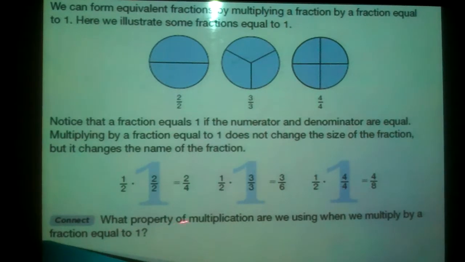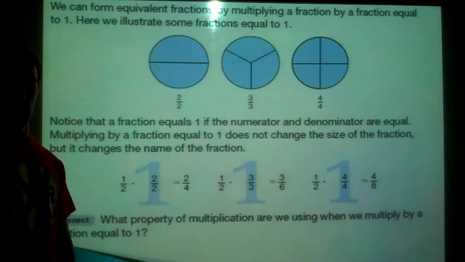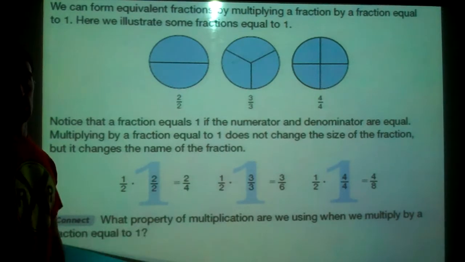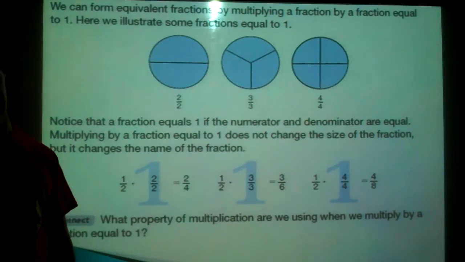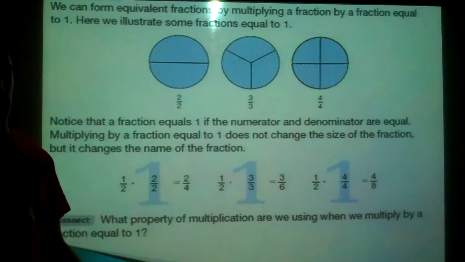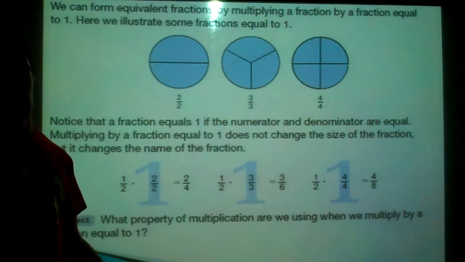So, what property of multiplication are we using when we multiply a fraction equal to 1? We learned earlier that when we multiply by 1, nothing changes. We called that the multiplicative identity. And that's true because 1/2 and 2/4 are the same thing, and we multiplied by 1, so nothing really changed.